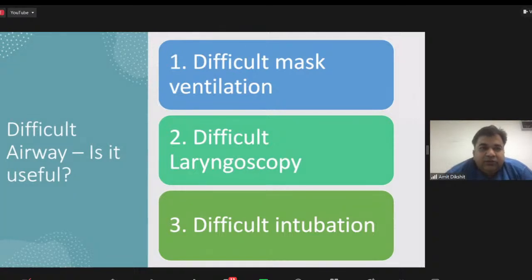Third is difficult intubation. So all those anterior soft tissue structures, skin to vocal cord, skin to epiglottis, skin to isthmus, skin to hyoid bone, they all are telling us, then the pre-epiglottic space.